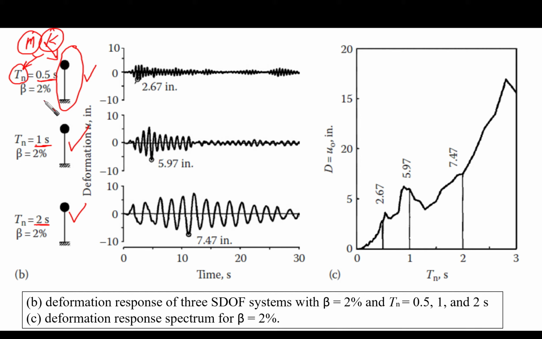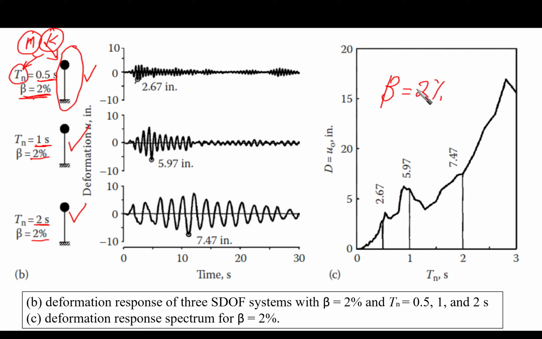So we are going to say that each system has its own natural period, and we're going to assume that it has a damping ratio of 2%. This is common for all of them. This means that when we draw our response spectrum, as we are going to see shortly, this response spectrum is going to be for a damping ratio equal to 2%.